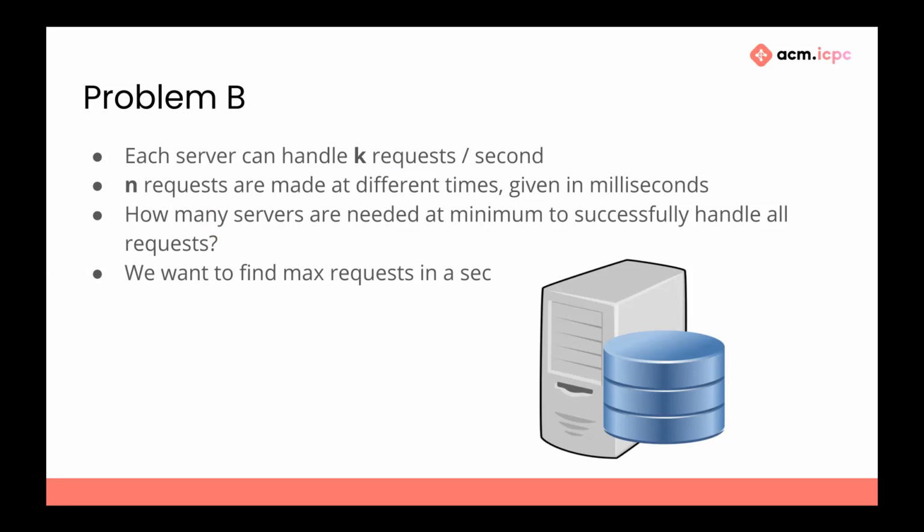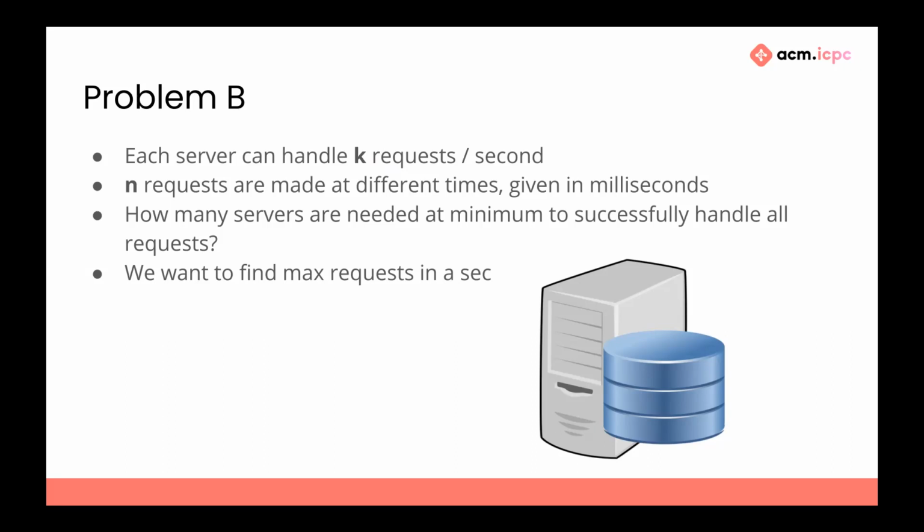handle all the requests? So for example, if in a second we have 10 requests, and we have a k equal to 3, then we know that we need 4 servers to handle the number of requests, because the first 3 servers can handle 3 requests each, and the fourth one can handle the last request. So if we know the number 10, and we also know the number 3, then we can find out the correct answer.